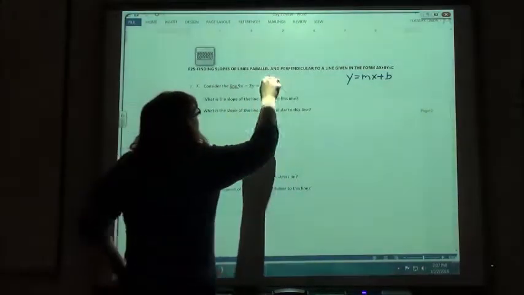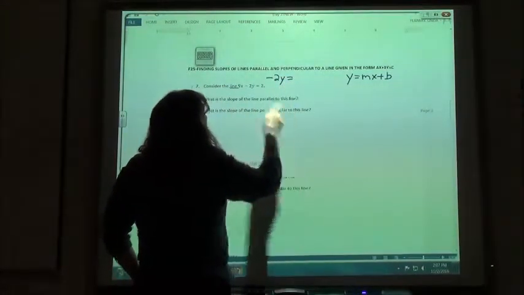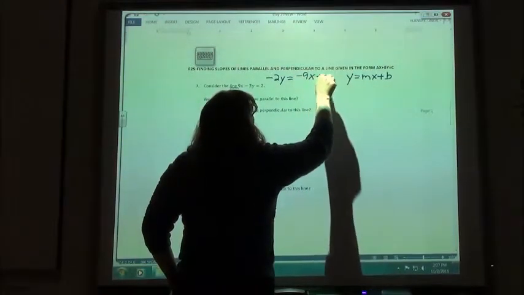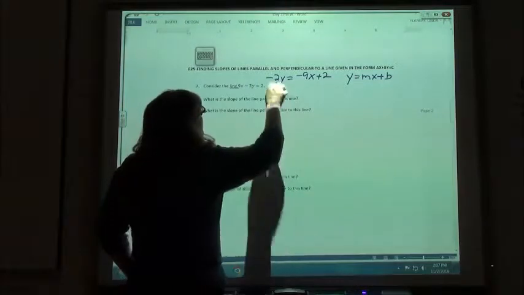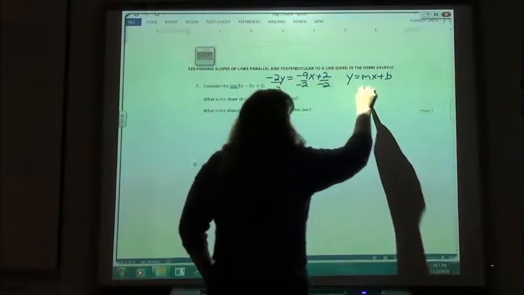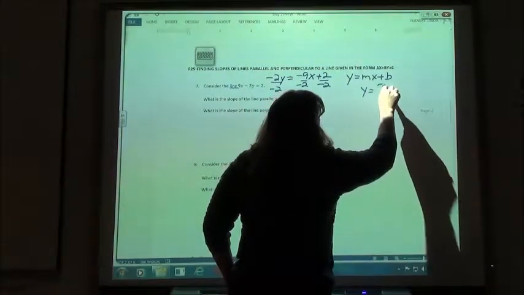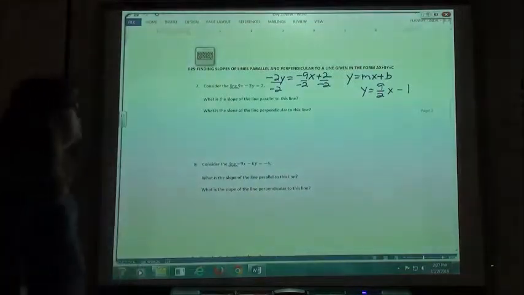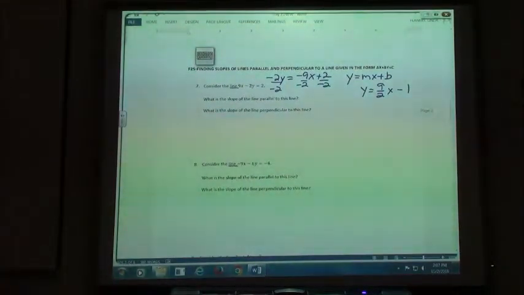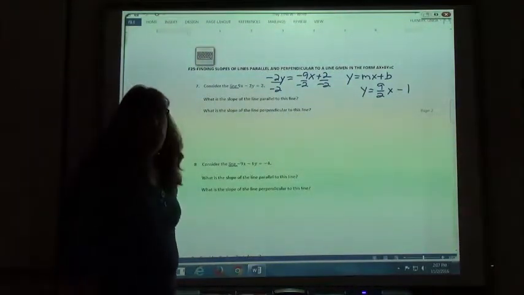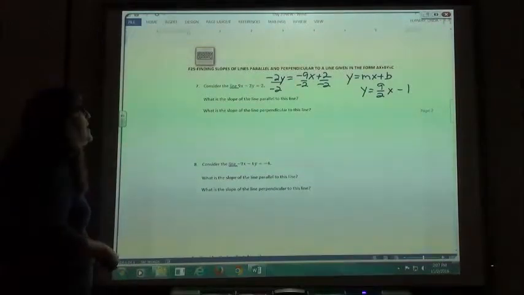So in this case, -2y is going to equal, moving my x to the other side, a -9x plus 2. I'm then going to divide by -2. So y equals a positive 9/2 x minus 1. Now, if I'm going to figure out what the slope of the line that is parallel and perpendicular to that line, first couple things I need to know.